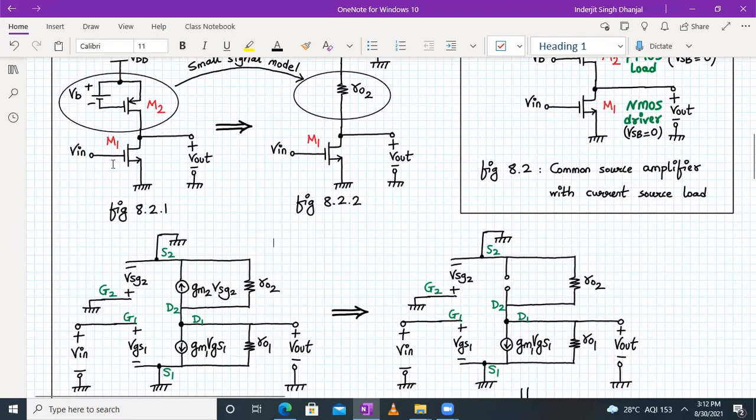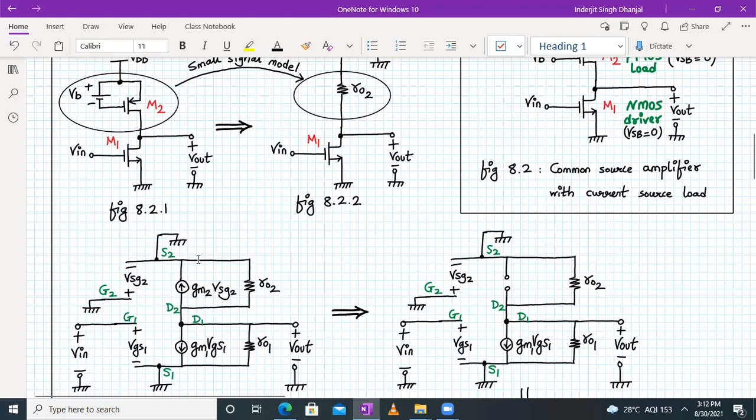For the M1 transistor, we have a gate terminal over here connected to V in. Yes, G1 connected to V in. Between gate and source, it's an open circuit, VGS1. Between the drain and source, we have GM into VGS1 and RO1 coming in between drain and source. And we have output taken from the drain 1 terminal. Fine. Now let's come back to the M2 transistor. So the M2 transistor is just reverse.